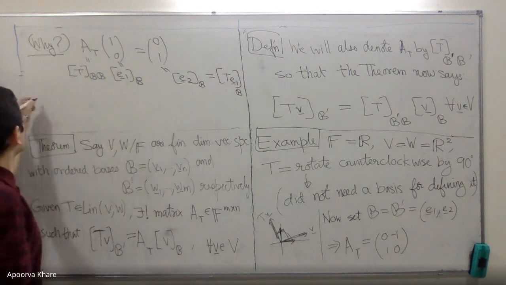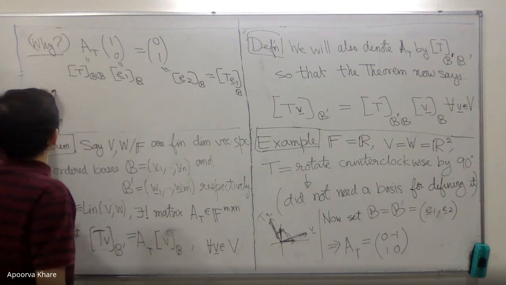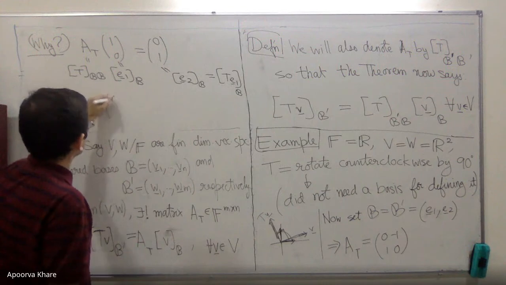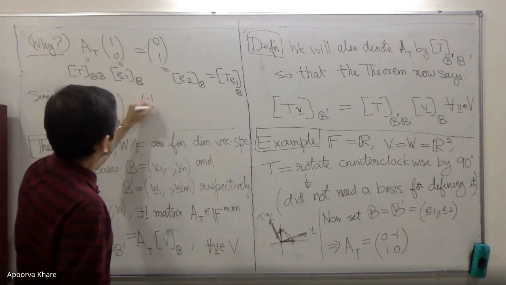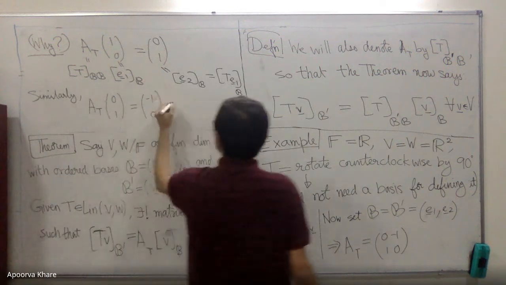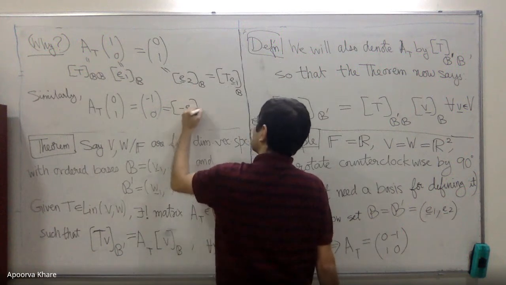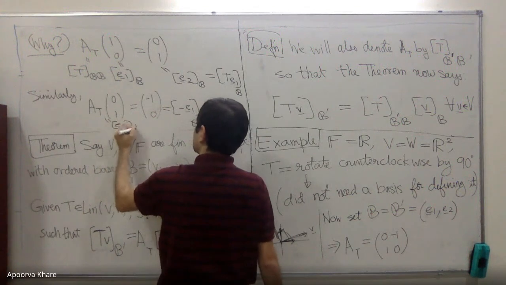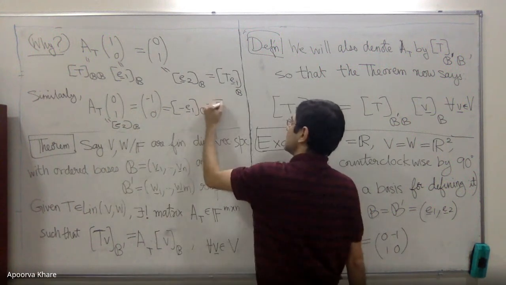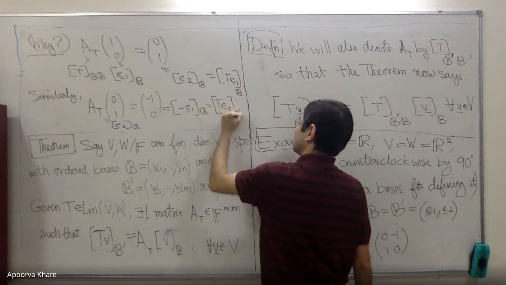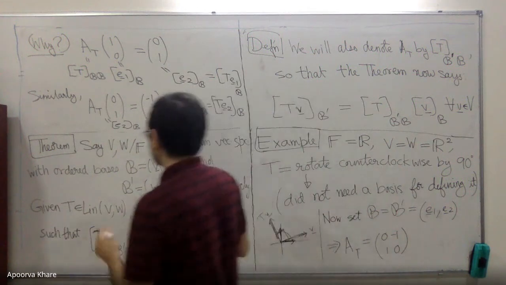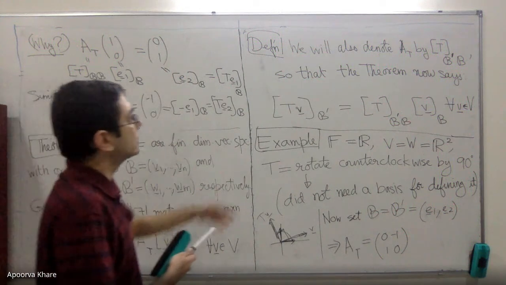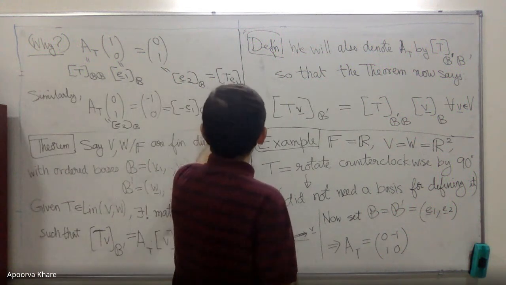And similarly, if you look at AT times 0, 1, you get minus 1, 0. And this is indeed minus E1 in B. This is E2 in B. And this is exactly T of E2. Okay, so that's why this is true. This is one example, that's the definition that we're writing down.